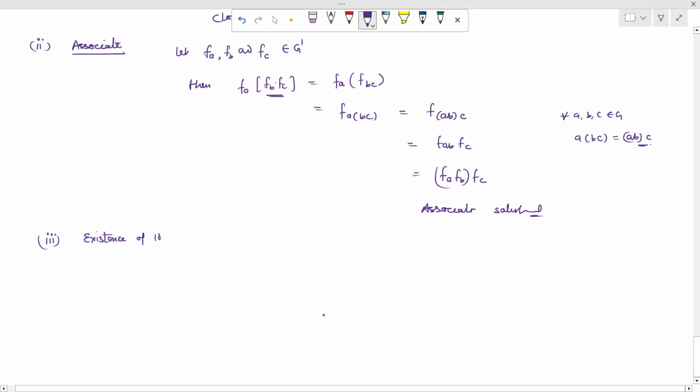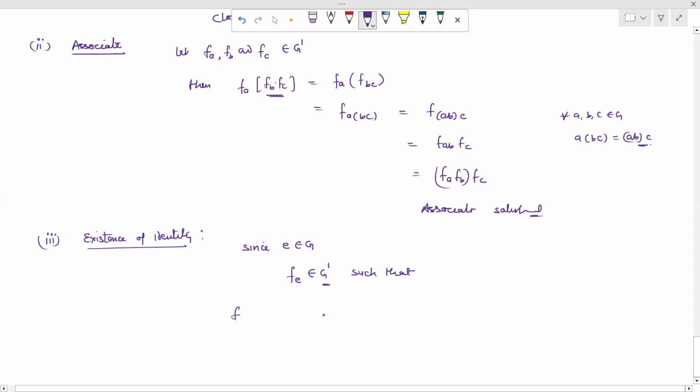Existence of identity. Here we take e as the identity element which belongs to group G, because G is a group, so the identity exists. It means that f(e) belongs to G dash, because G dash is also a group. We are going to prove G dash is a group.